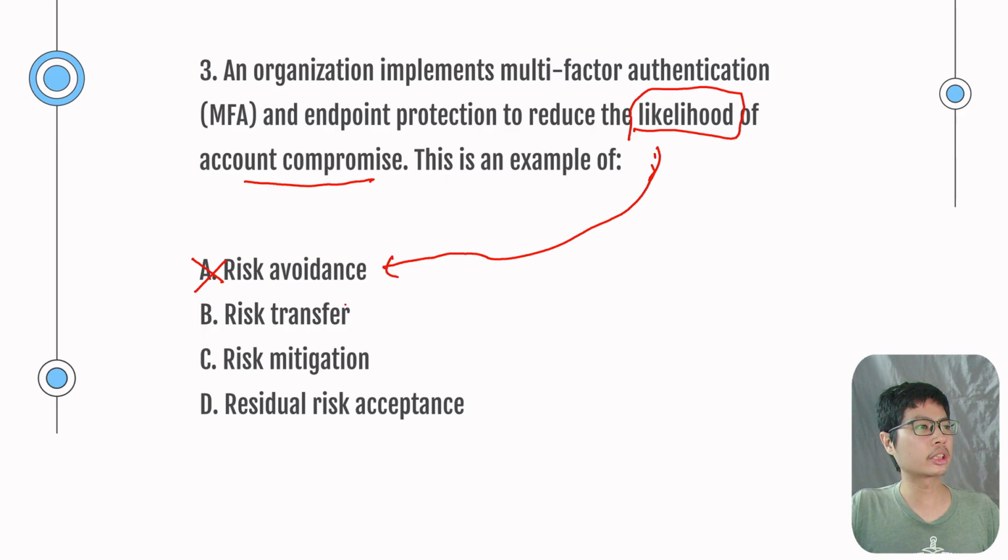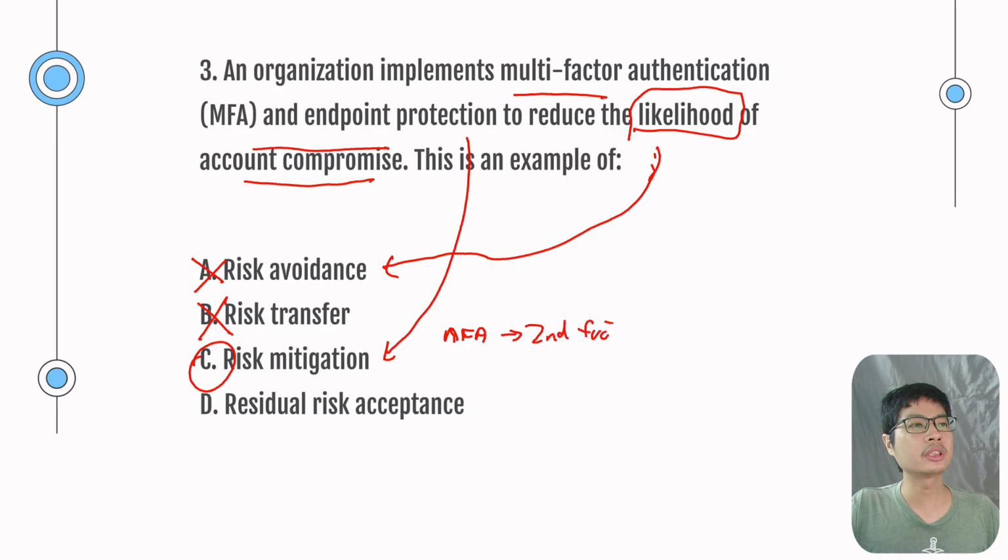Risk transfer, no, there's no outsourcing or insurance here. Risk mitigation, yes, in fact this is mitigating the risk, so we are actually reducing the risk greatly. This is through MFA, so that even if our passwords get stolen, it's still alright, because there is a second factor in play here. The phone or the token is still protecting the account. So this is indeed risk mitigation.